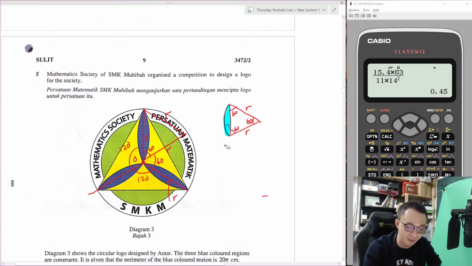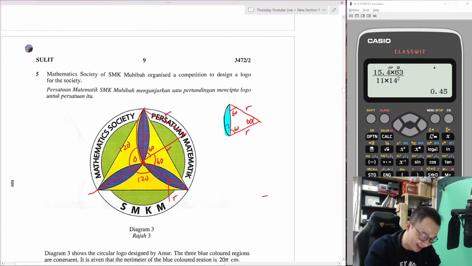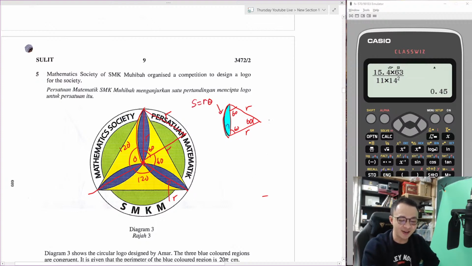So right now it's not about area first. We want to find the arc length. What is the arc length here? It's very easy. S equals r theta. My r is just r. My theta is changed to radian, which is pi over 3. So this arc length is r theta, r multiplied by pi over 3. In short, I can call this pi over 3r for one of the arc lengths.